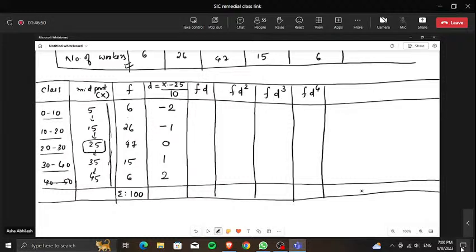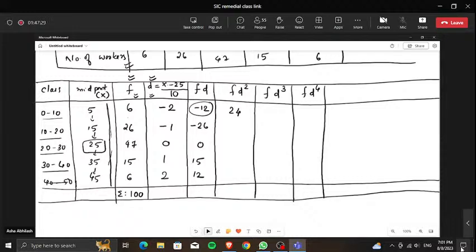Now quickly find FD, the product of this F and this D. What are you getting? Yes. Quickly. Now FD square means F into D square. Is that clear? Not this square.